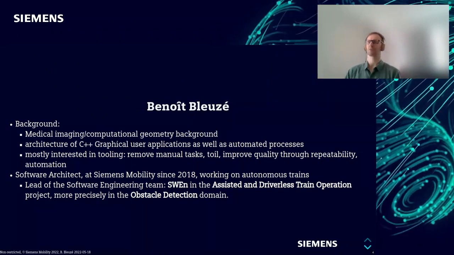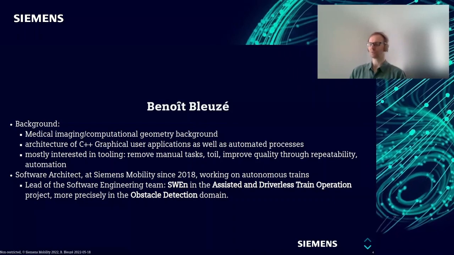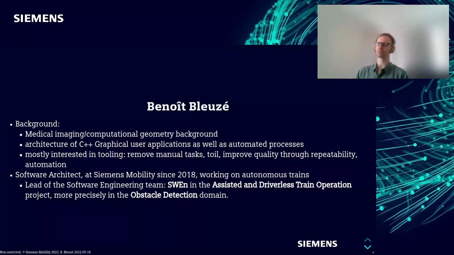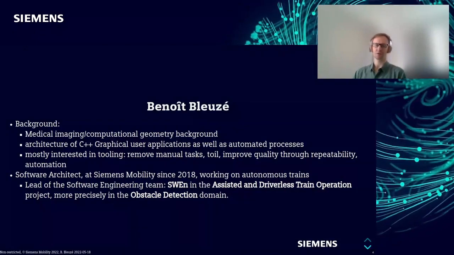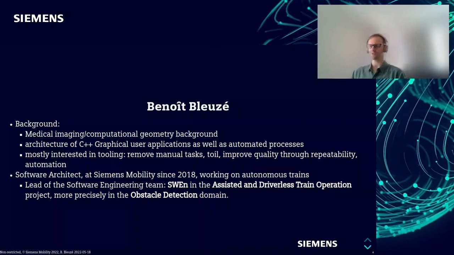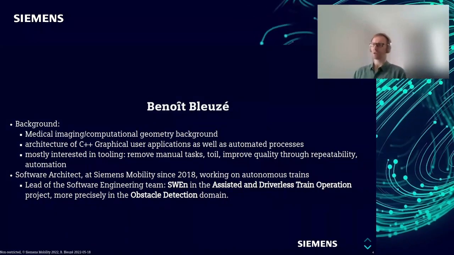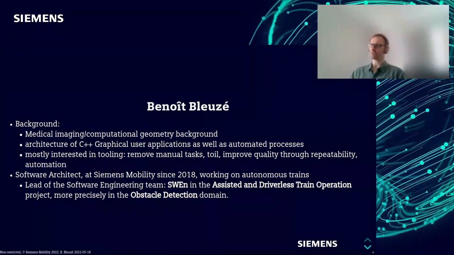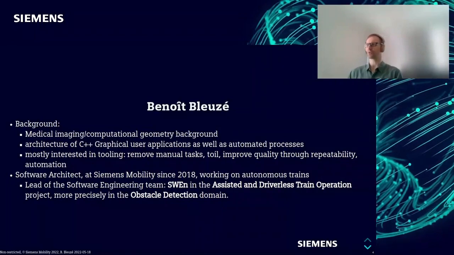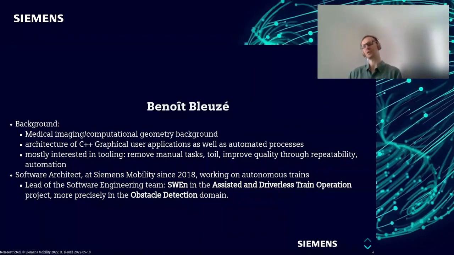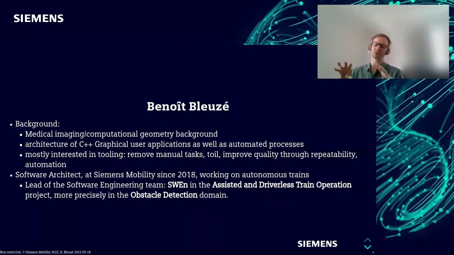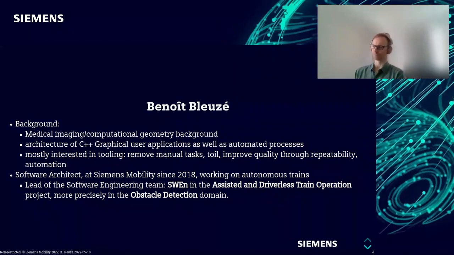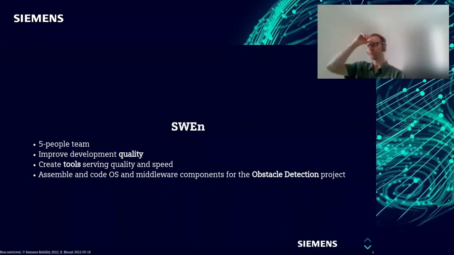I'm most interested in tooling. So I'm all about removing manual tasks, all the toil that you can have, improving quality through repeatability, automation, that kind of thing. I'm a software architect at Siemens Mobility now for 4 years. And I'm leading a small team, called the software engineering team, the SVEN team, in a project called Assisted and Driverless Train Operation Project. Mostly in a subset of that, which is focusing on obstacle detection. That team has 5 people in it.